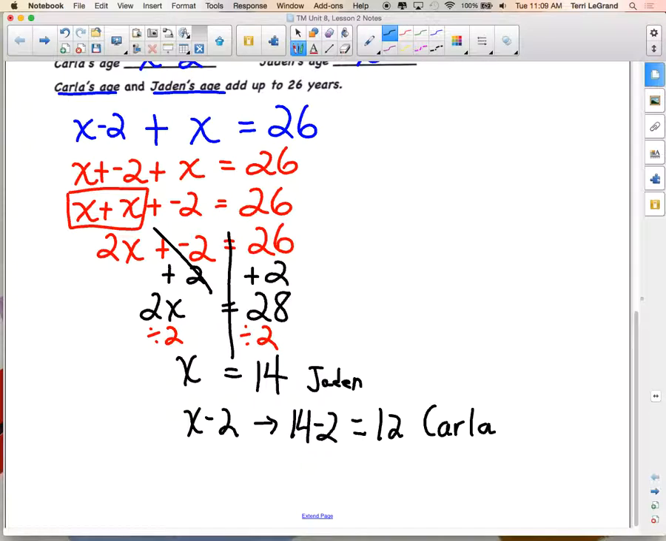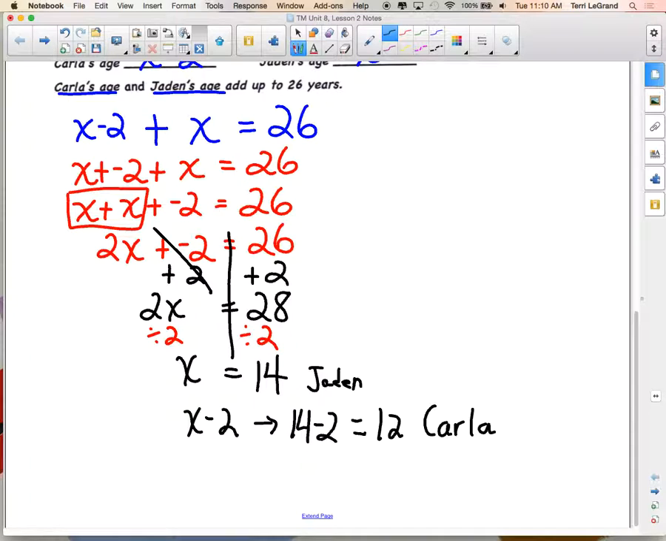Does our answer seem reasonable? Give me a reason why. Harley, what's the reason? Because 12 is 2 below. So Carla is 2 years younger than Jaden in this situation. Okay, that's a good thing. What other reason is reasonable? They both add up to 26. Yeah, 14 and 12. Those two ages do add up to 26.